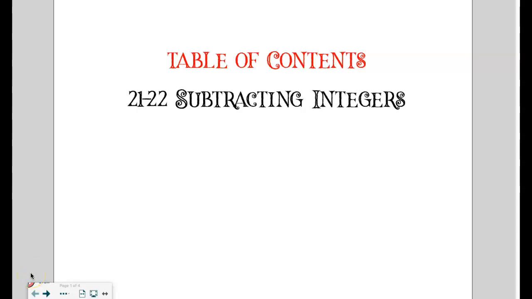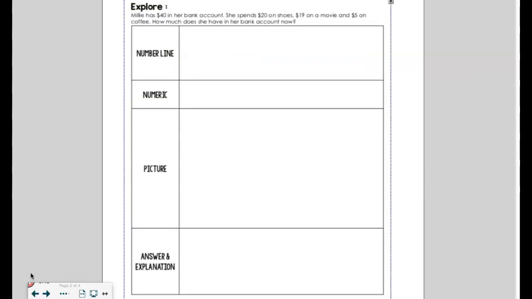Hello, advanced students. Today we are going to be working on subtracting integers. So in your table of contents, fill in 21, 22, subtracting integers, and make sure you glue in your note pages.